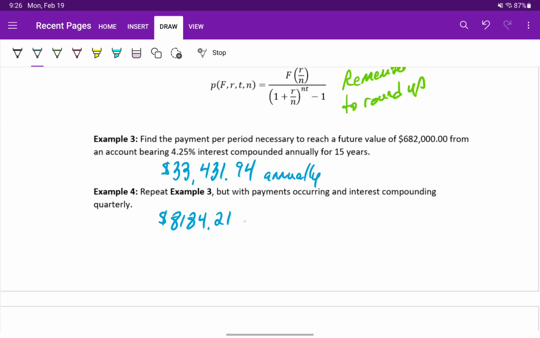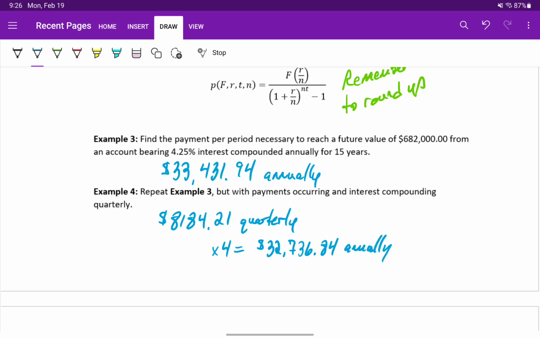Since interest is being compounded quarterly, that means we need to pay this amount, this $8,000 and some dollars, into our account quarterly, so 4 times a year. Taking that times 4 means that annually we'd be paying $32,736.84 into our account.